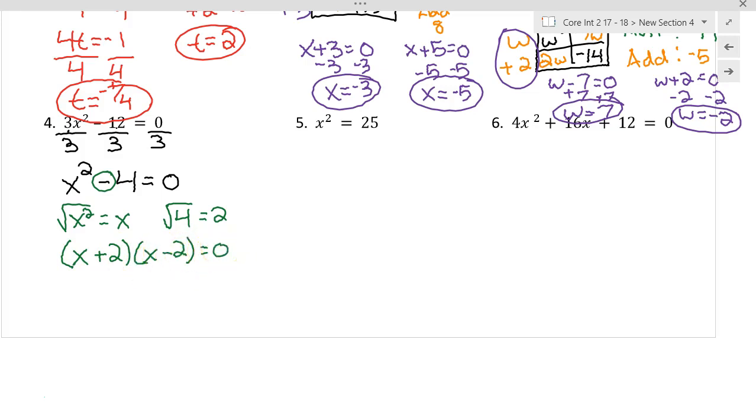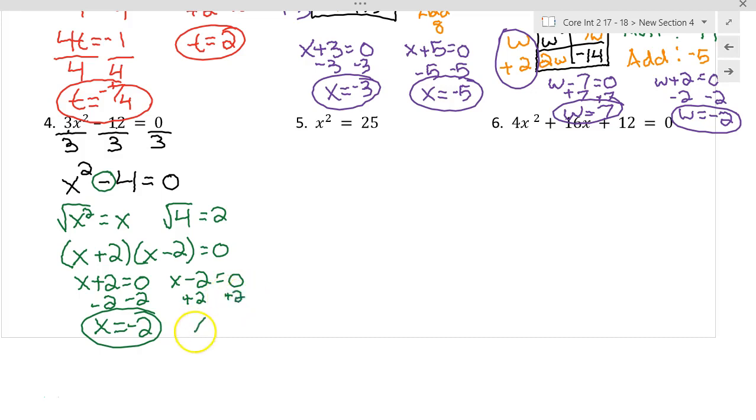Alright, that's from our last activity or in our last video. Again, I'm going to split this. x plus 2 equals 0. x minus 2 equals 0. I have to subtract 2 from both sides. Here, x equals negative 2. Here, I have to add 2 to both sides. x equals positive 2.